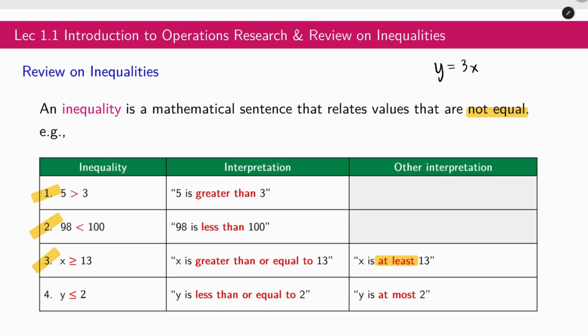Number 4, y is less than or equal to 2. Another interpretation for this would be y is at most 2. Meaning to say, that is the maximum value that y can have. So for number 3, minimum. Kapag sinabi natin at least, minimum yon. And then yung isa naman, at most, maximum.